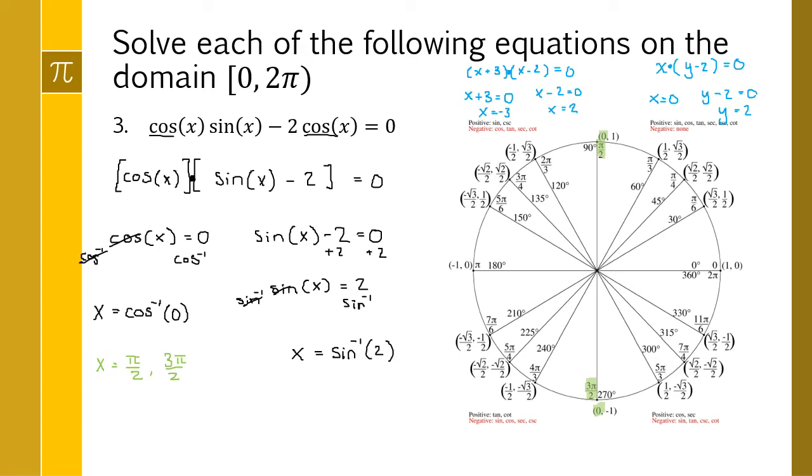So sine is the y-coordinate. I'm looking for places on the unit circle where the y-coordinate is equal to 2. Problem is there aren't any. The biggest value of a y-coordinate that we have would be y equals 1. So this branch actually has no solutions. There are no angles that give you a sine or a y-coordinate of 2. So my only answers here are x equals pi over 2 or 3 pi over 2.